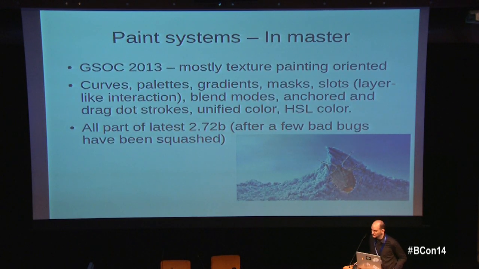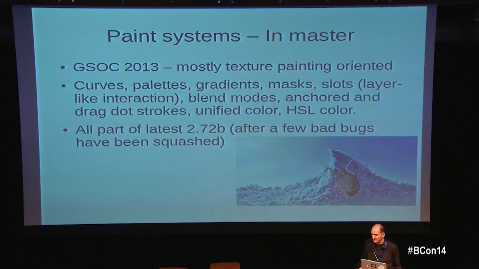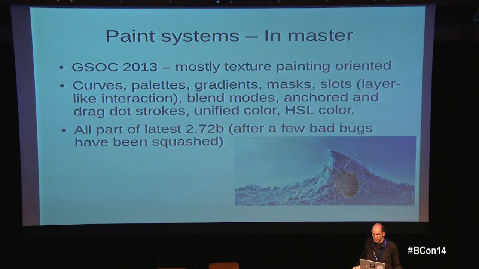And for the 2.72B release, we have the Google Summer of Code 2013 branch, which is mostly texture painting related. But there are also features that are relevant to sculpting and vertex painting and everything, really. So we have curves, palettes, gradients, masks, and the most important feature, I think, is the slot functionality, which is similar to layers, but not exactly like layers. We have blend mode support for the brush system, which is more like GIMP. We have anchored and drag-dot strokes, a unified color system, and a hue, saturation, and lightness color wheel. And all these have been merged in master.